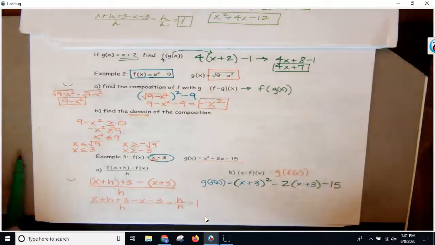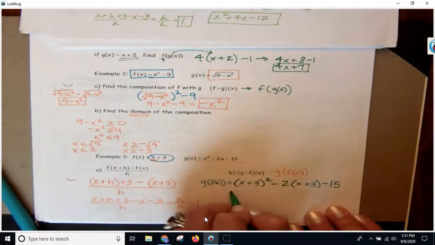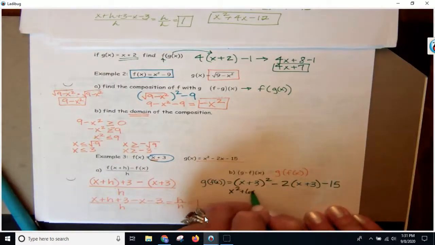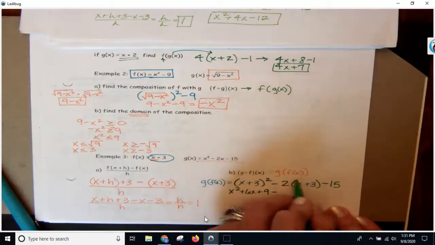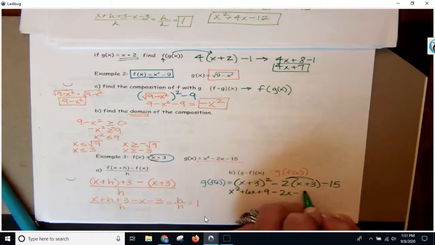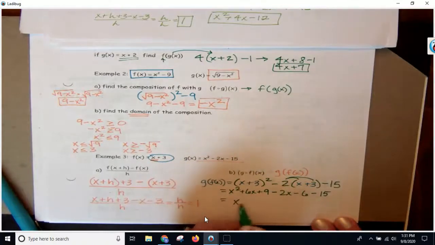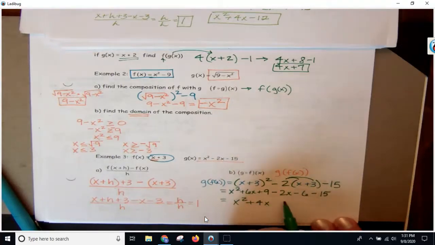So now when I work this out, I'm going to FOIL this. Make sure you FOIL it. So I get x squared plus 6x plus 9 minus, I'm going to distribute this, 2x minus 6 minus 15. Now I just combine my like terms and get x squared plus 4x and then minus 12. Alright.